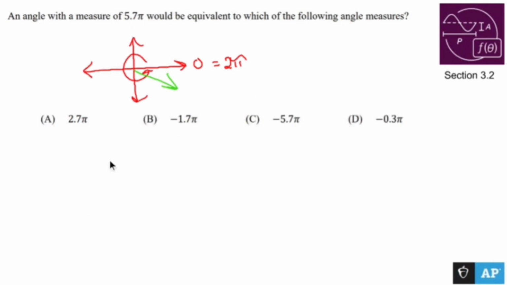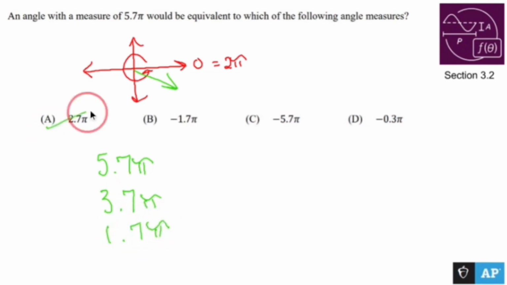I'm going to take 5.7 pi and subtract 2 pi until I get one of these here. So if I take 2 pi away from that, I get 3.7 pi. Okay? None of those. If I take 2 pi from that, I get 1.7 pi.